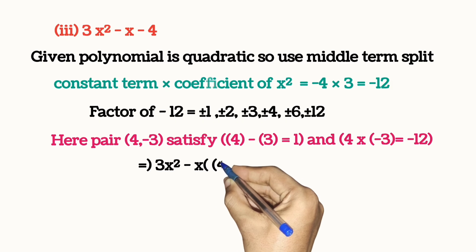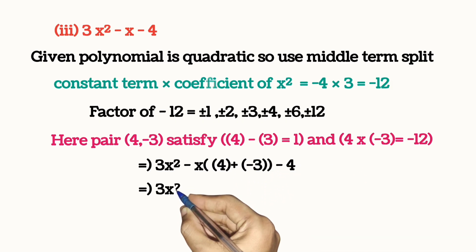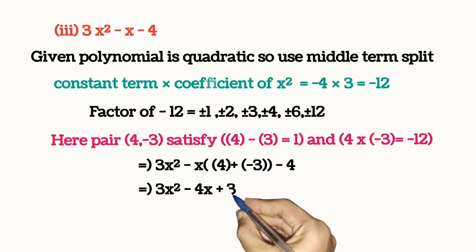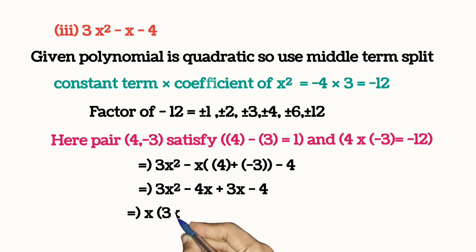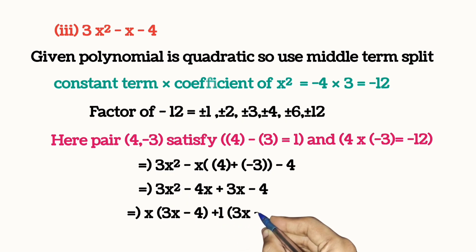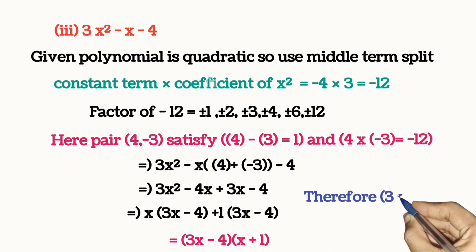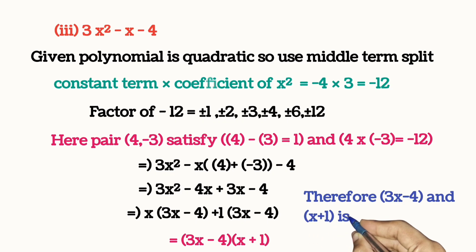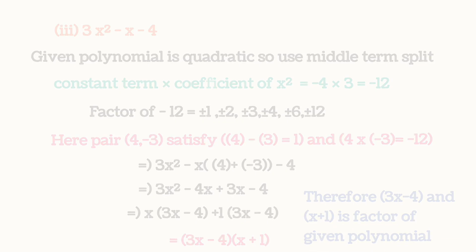Now 3x square minus x into 4 plus minus 3 minus 4, that can be written as 3x square minus 4x plus 3x minus 4. Taking x as a common, we get 3x minus 4, and taking plus 1 as a common, we get 3x minus 4. Now taking 3x minus 4 as a common, we get x plus 1. Therefore 3x minus 4 and x plus 1 are factors of the given polynomial.